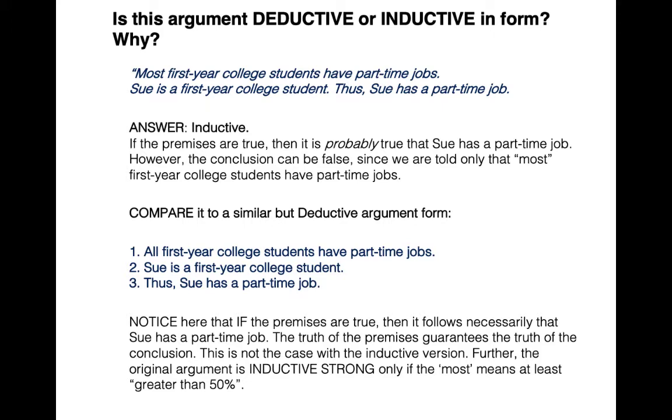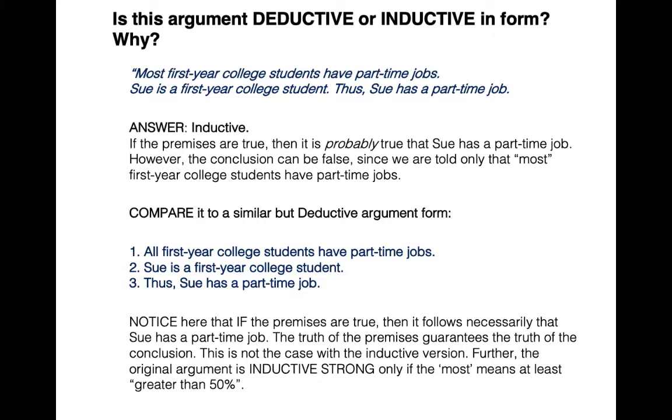Compare this to a similar but different deductive argument form. All first-year college students have part-time jobs. Sue is a first-year college student. Thus, Sue has a part-time job. Notice here that if the premises are true, there is no escaping that conclusion. It's necessarily true. Sue has a part-time job. So, the truth of the premises guarantees the truth of the conclusion. This is not the case with the inductive version.